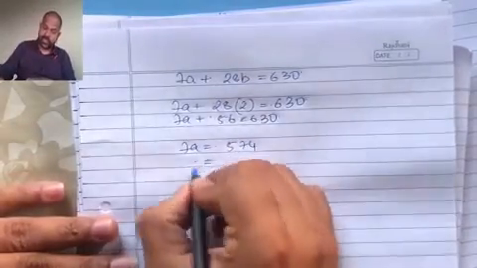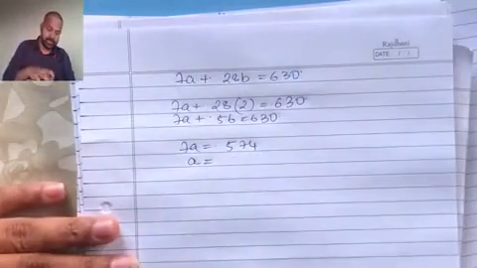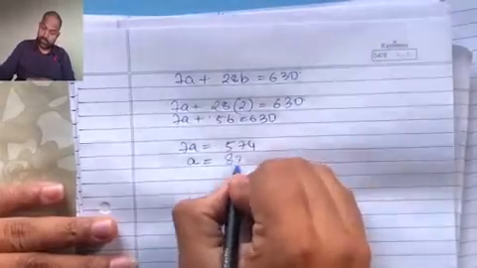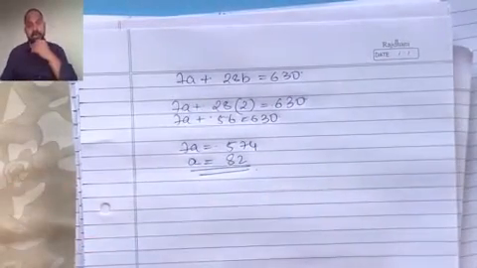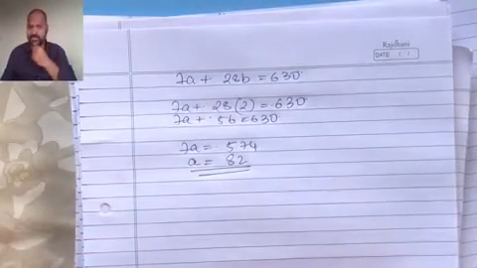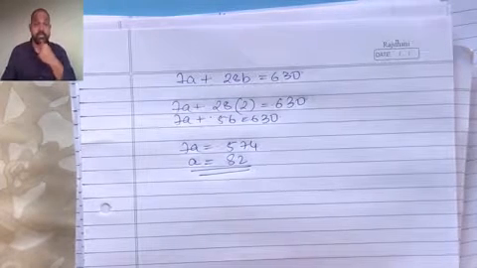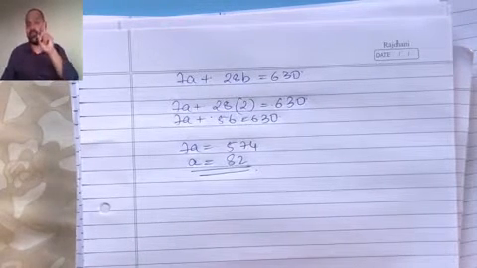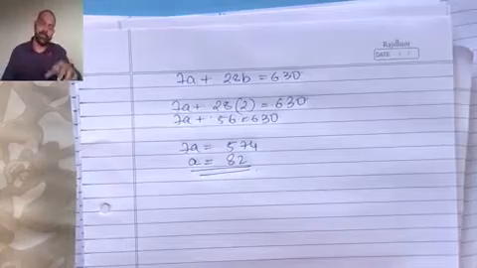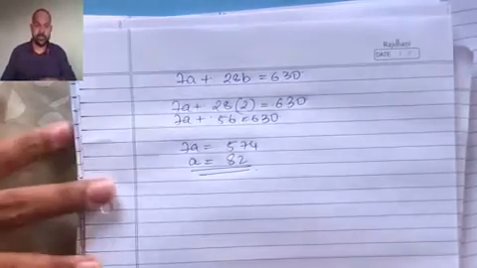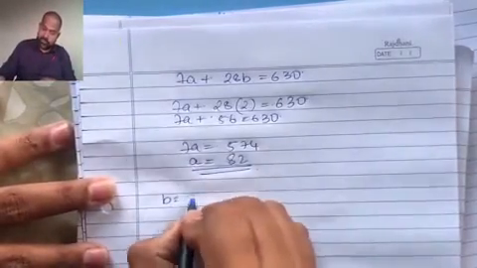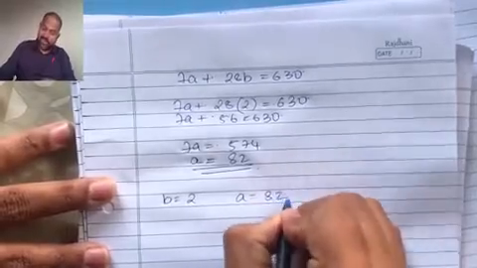7 goes on the other side and divides. A becomes 82. Do you notice the value of a has changed? Yes. So if you shift your data, the value of b remains the same, but the value of a changes. So my b here is 2 and my a here is 82.